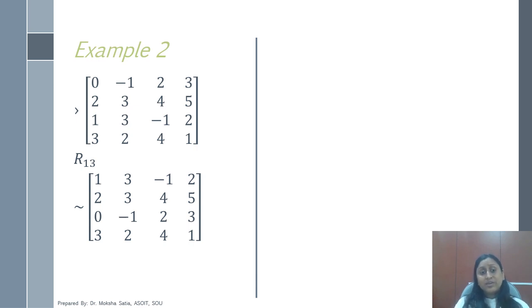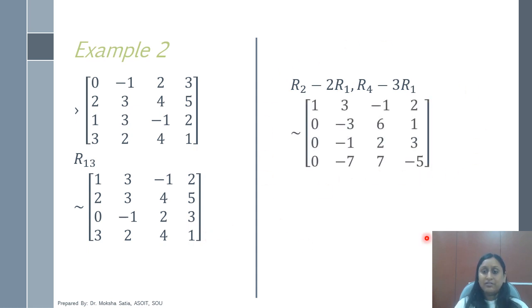Now, this makes this one a leading one. So let's make this 2, 2 and 3 into 0. For this, we need the operations R2 minus 2R1 and R4 minus 3R1. After applying these operations to this matrix, we have this resultant matrix. This is 1, 3, minus 1, 2, 0, minus 3, 6, 1. The third row will remain the same, that is 0, minus 1, 2, 3, and the last row will be 0, minus 7, 7, 5.